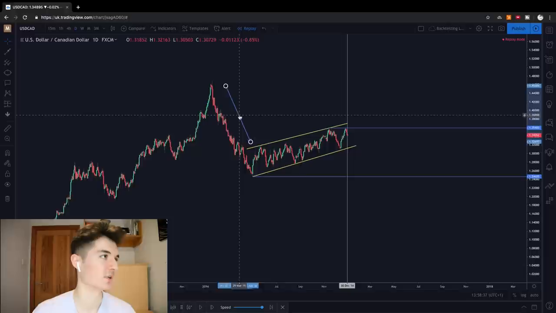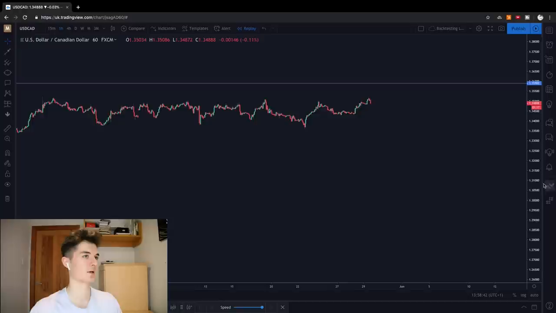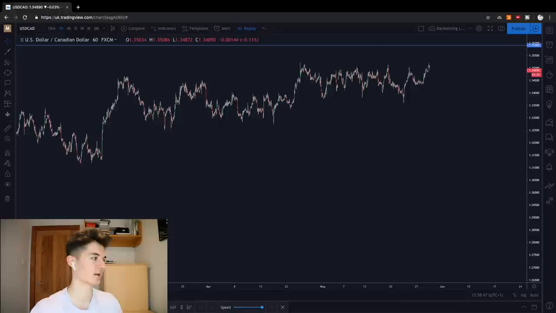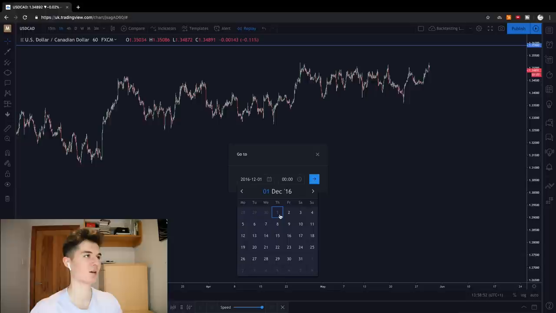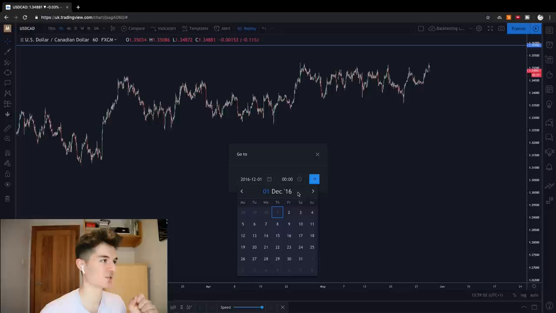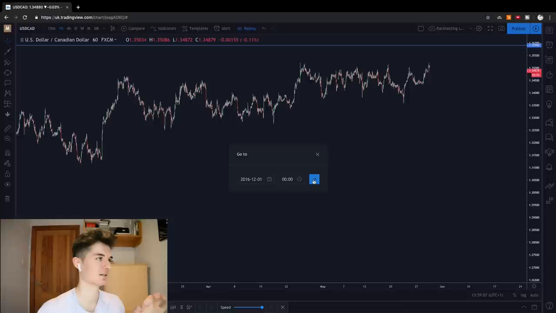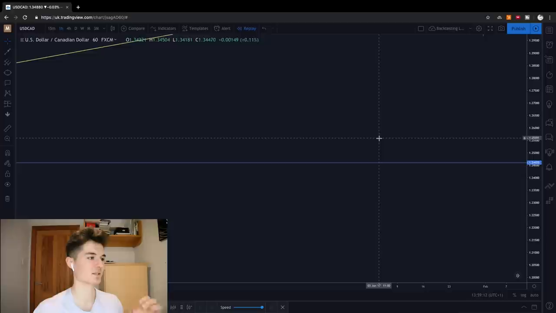So let's drop to the 1 hour chart and have a look at the trades. There's a very handy tool on TradingView called Go To. If you look here, if you click on that, you can then rewind price to that date. And what that allows you to do is not to see any future price action so that you don't have any biased mindset when you're going into the market. So I think you can only go back to the start of 2017, but I'm going to try going back to 1st of December 2016. Yeah, so it only goes back to the 3rd of January 2017.